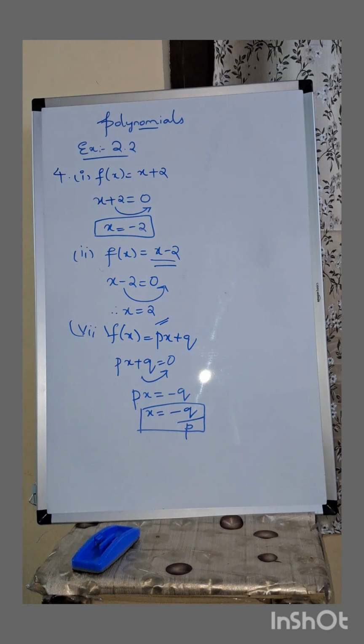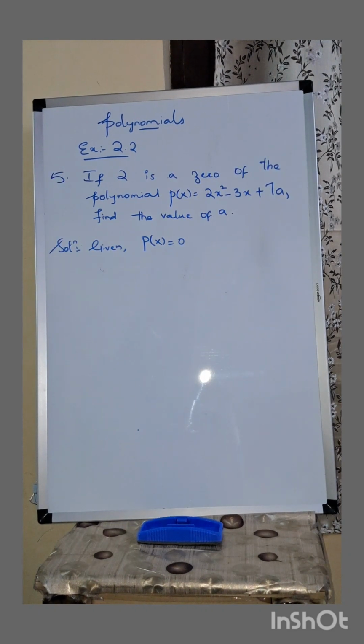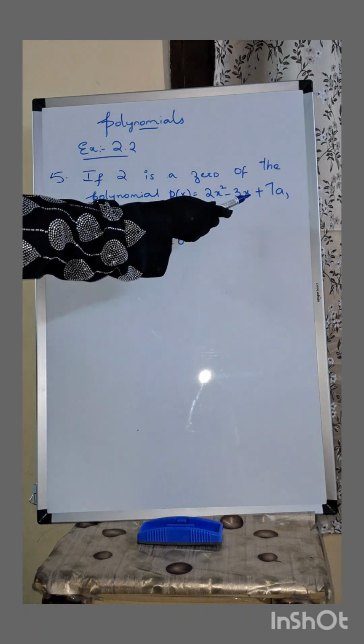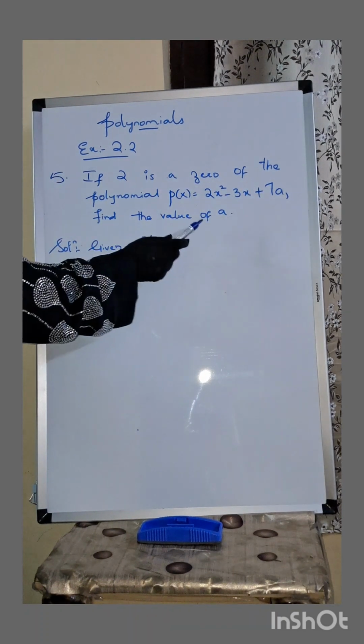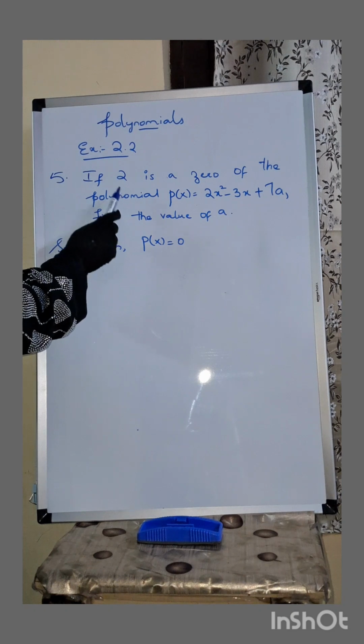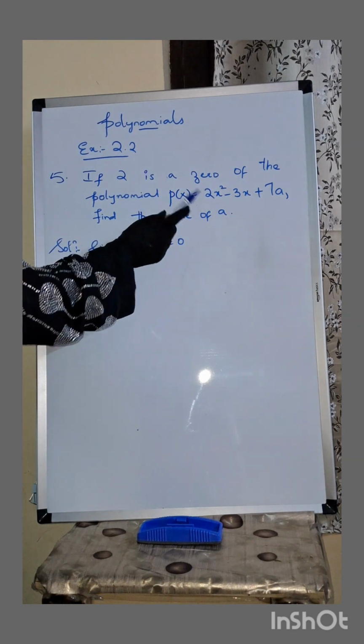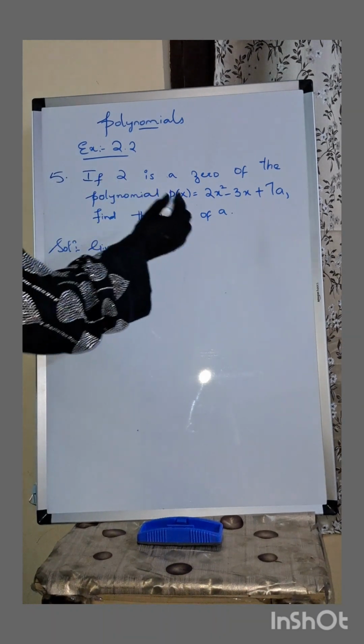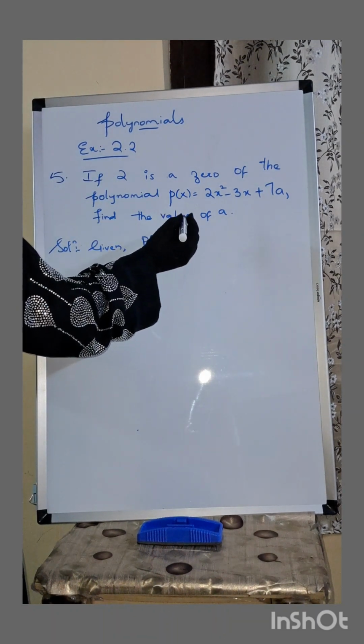Let us move to question number 5. If 2 is the 0 of the polynomial p(x) = 2x square minus 3x plus 7a, find the value of a. Here they have already mentioned that 2 is the 0 of the polynomial, right? So p(x) is nothing but your equation 2x square minus 3x plus 7a.